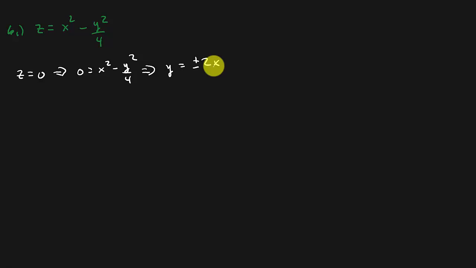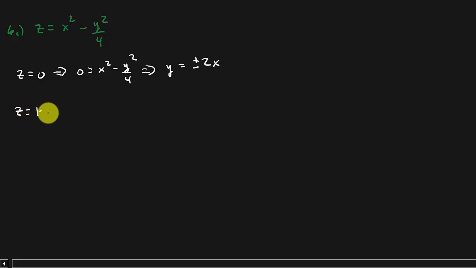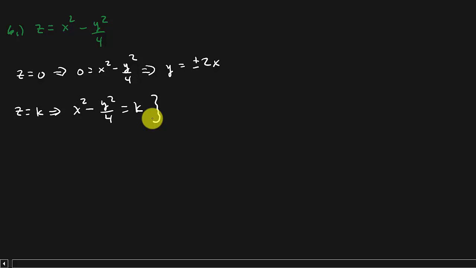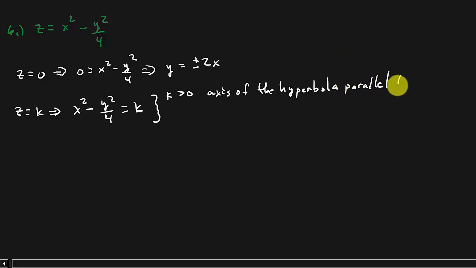Now, what if z is equal to k? Well, that's going to leave me with x squared minus y squared over 4 equals some number k. Now let's think about what this is. Think about it for just a minute. This is a hyperbola, right? Now, there's something else that we need to look at too. If k is positive, the axis of the hyperbola is parallel to the x-axis.